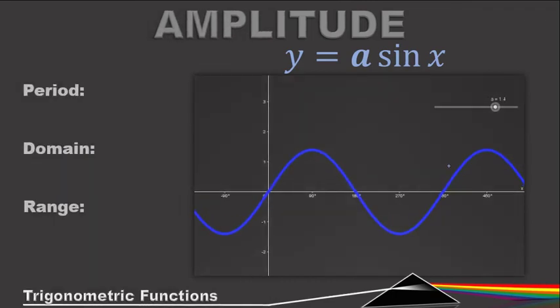And now we're going to start looking at the parameters. First of all, we start with the amplitude. Now we can see that when the amplitude, that's the a value in front of the graph, changes, the graph stretches up and down.